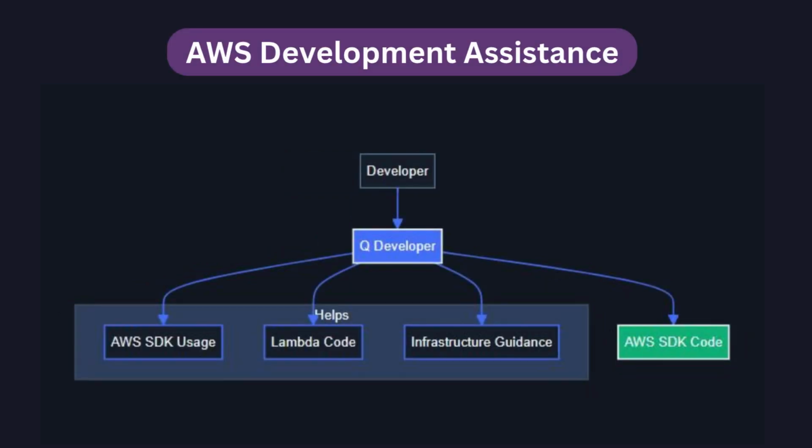Now let's talk about AWS development assistance. Amazon Q is especially useful for AWS development. It can generate AWS SDK calls, create Lambda functions, explain IAM policies, and suggest best practices. This helps developers work efficiently with AWS services.